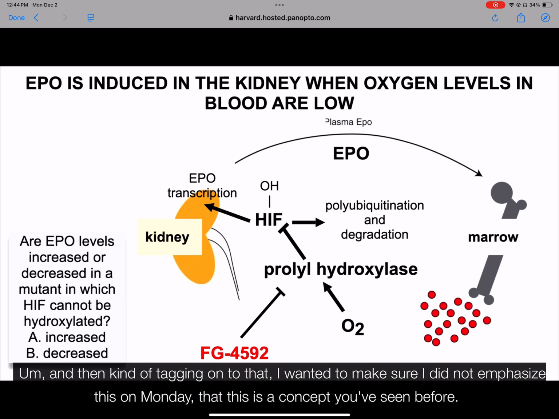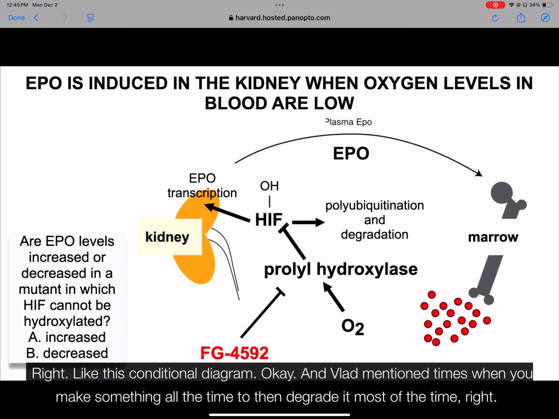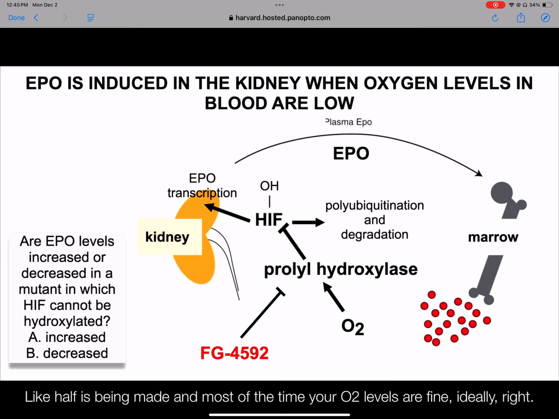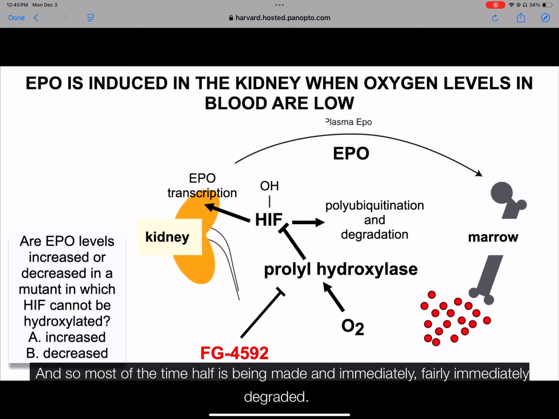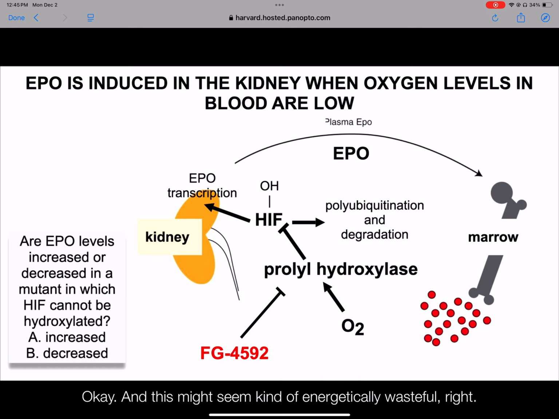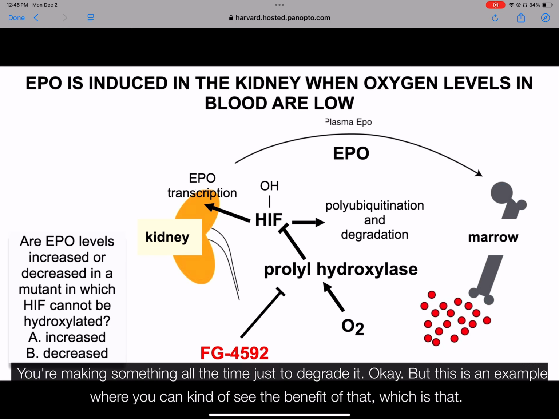Tagging on to that, I did not emphasize on Monday that this is a concept you've seen before: this conditional degron. Vlad mentioned times when you make something all the time to then degrade it most of the time. HIF is being made, and most of the time your O2 levels are fine, ideally, so HIF is made and fairly immediately degraded. This might seem energetically wasteful, making something all the time just to degrade it.